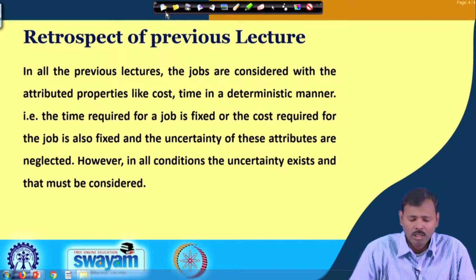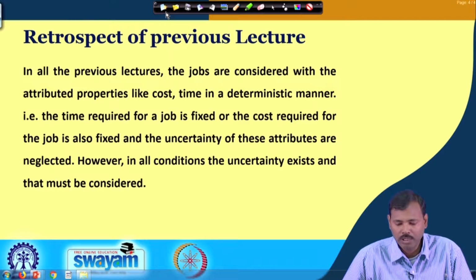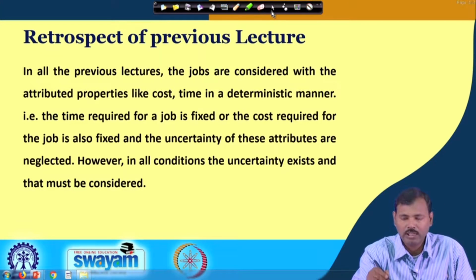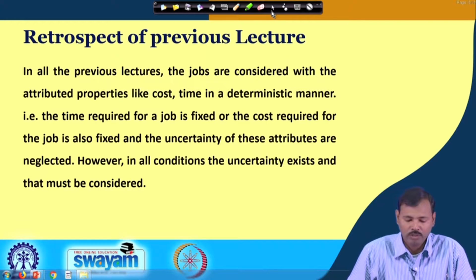So, the attributed properties like cost and time are considered in a deterministic manner, and that is why the uncertainty in those attributed properties is not considered. But in real life situations, uncertainties are always lying with any activities. So it is essential that we consider the uncertainties in our network analysis, and that is covered in the program evaluation and review technique.